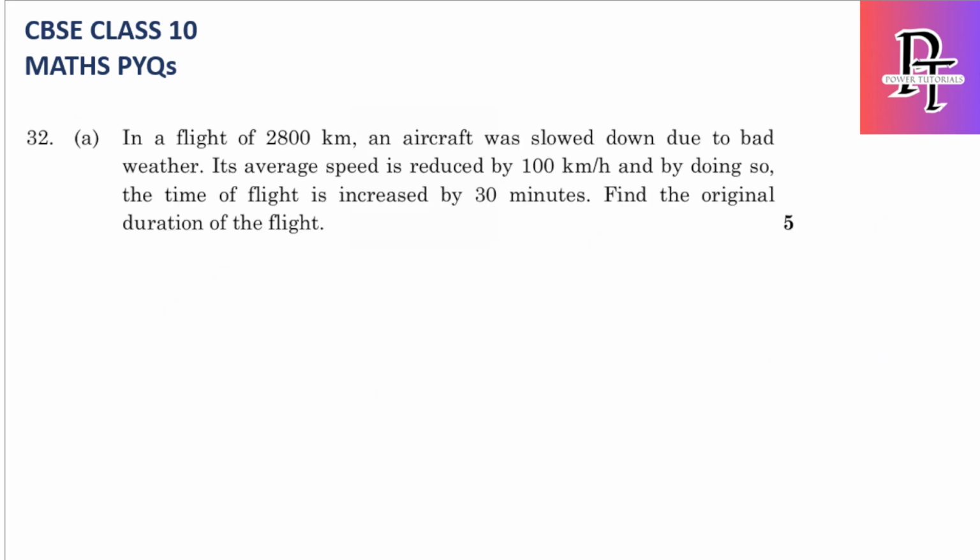Okay, so now let's solve it. In 2024 I saw a few sets and found that there are two questions. One mentions a flight, and somewhere else they have mentioned a car as well, but the solution concept is the same, just the numbers will be different. Let's solve it here. What they are saying is, in a flight of 2800 kilometers, so the distance d is equal to 2800 kilometers. You can see this is a 5 marks question.